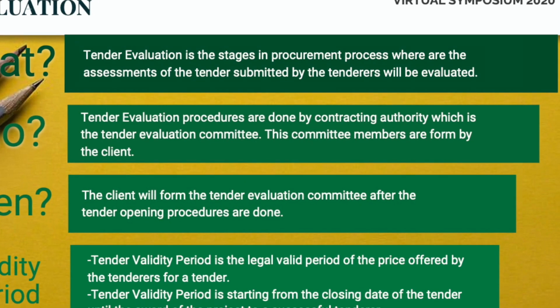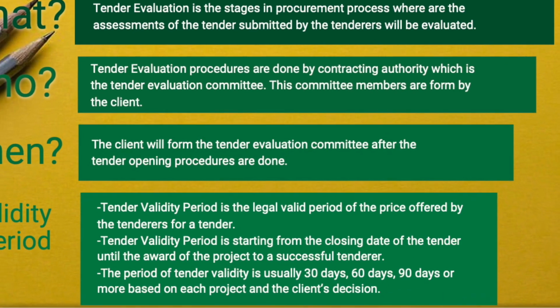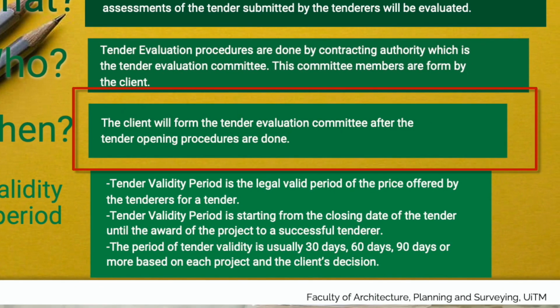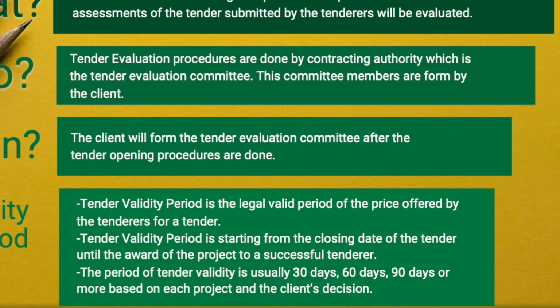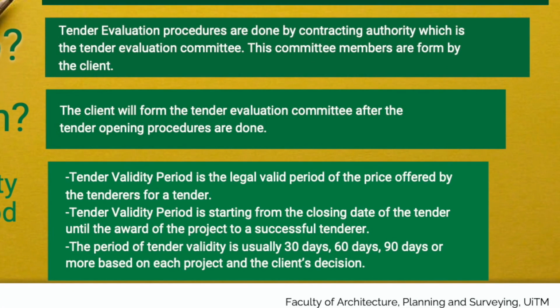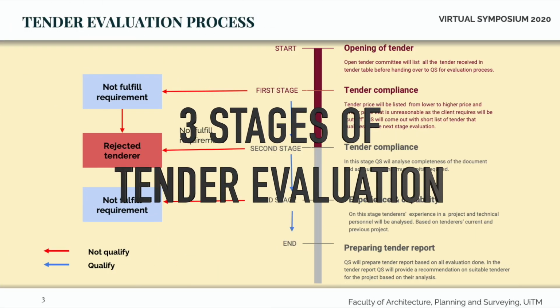Who is involved? Client will form a tender committee members to evaluate this tender. When is it? It is after the opening procedures of the tender are done. What is tender validity period? Tender validity period is starting from the closing date of the tender until the award of the project to a successful tenderer. Tender evaluation process have 3 stages.